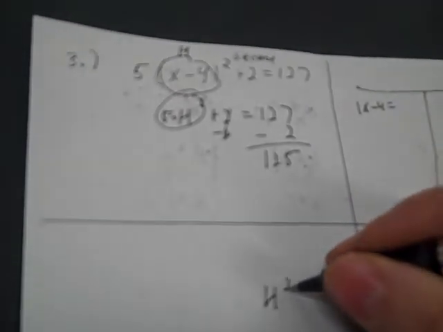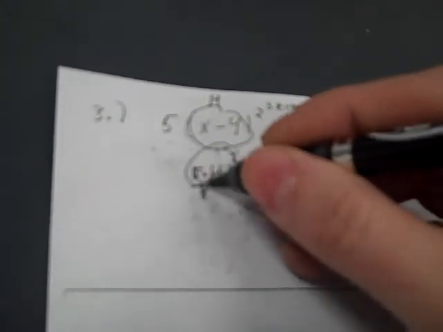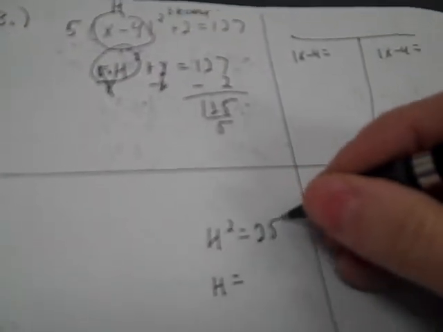And then I have to divide by the 5. Remember, we're finding what the h to the second equals and what the h equals. So divide by 5. And 125 divided by 5 is 25. Okay, so what number times itself is 25? Well, let's look here. 25's here, so 5. But then when I go here, it could have been 5, but it also could have been negative 5.